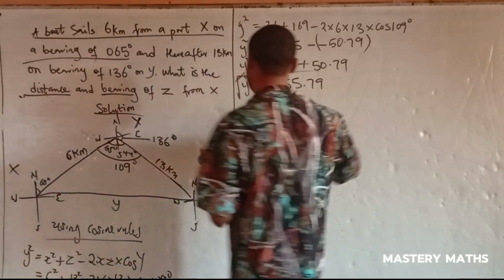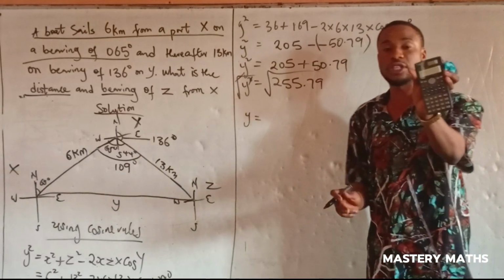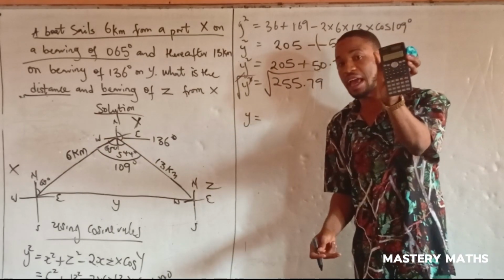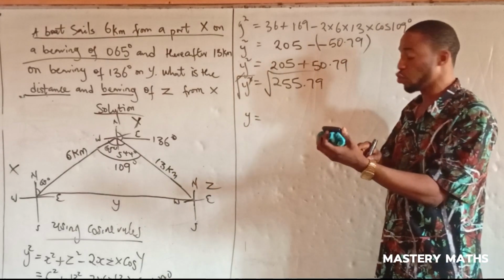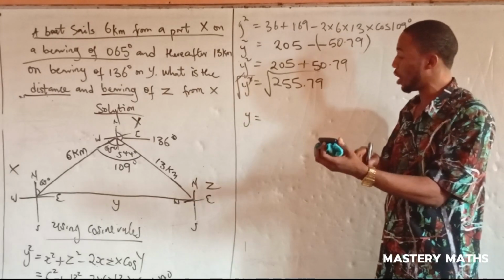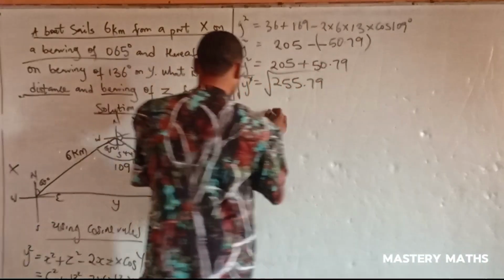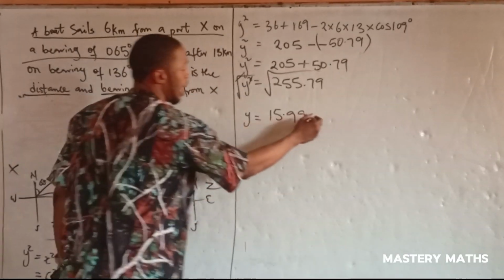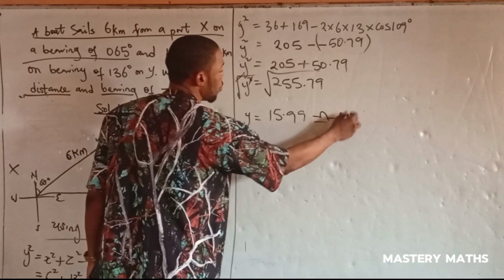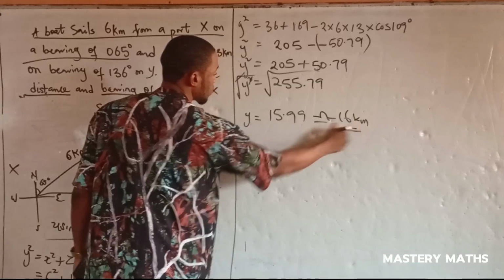And you're going to square root this using the same calculator. To square root it in a calculator, you see the root sign there. You tap it, and you punch 255.79. When you punch it, you see it will give you 15.99. You see it now. Then approximately it will give you 16 when you approximate it. It will give you 16 kilometers.